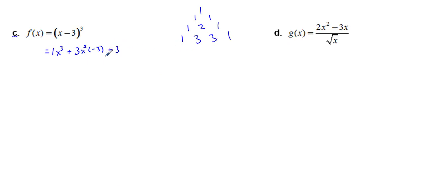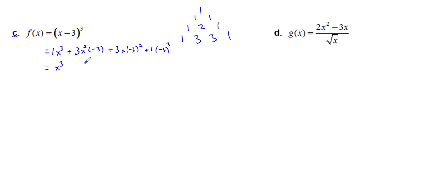3 times x, and then negative 3 squared, plus 1, x to the 0 power, negative 3 cubed. Okay, start out with cube on this one, 0 on this one, decrease 1 power, increase 1 power. Okay, and these are the coefficients. All right, simplify a little bit.